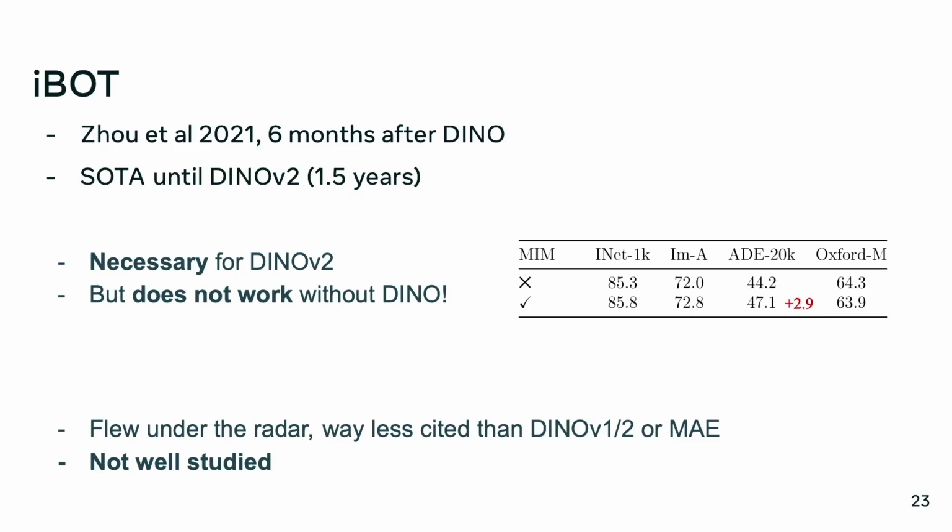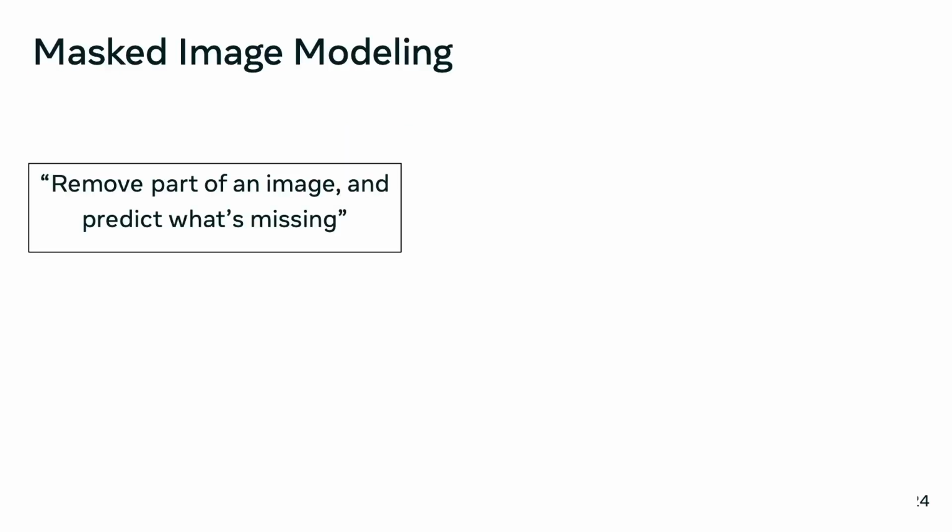Maybe there are some weird instabilities that should be fixed, and it's not studied enough. Well, let's study it. Studying it is studying masked image modeling. Masked image modeling, as we define it, is the concept of training a model by removing part of an image and predicting what was missing.